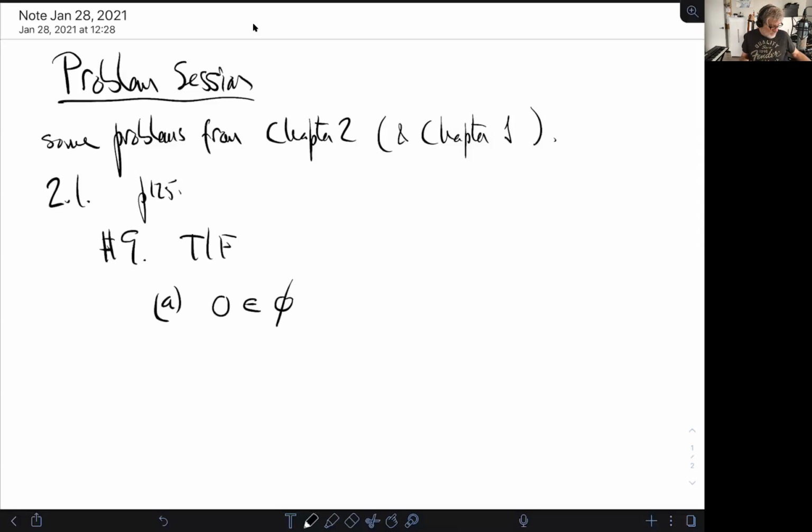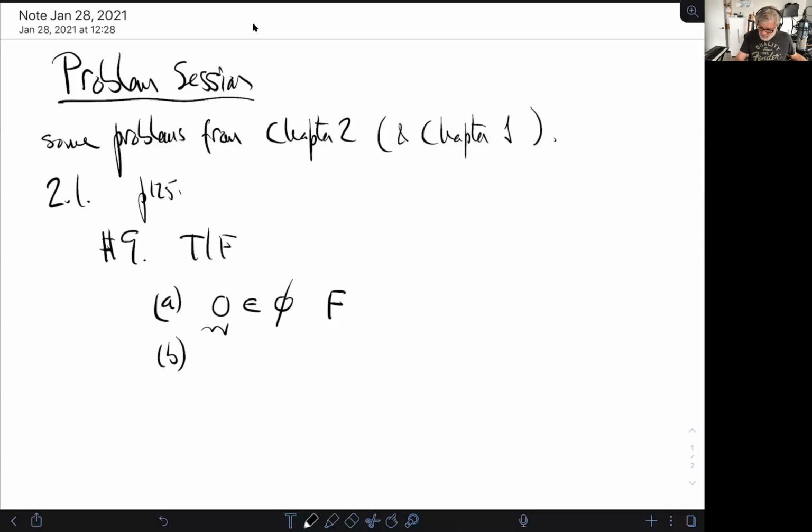This claims that 0 is an element of the empty set. Hopefully this is clearly false. The empty set by definition has no elements. So whatever you put here, this is always going to be false. There are no elements in the empty set, right?